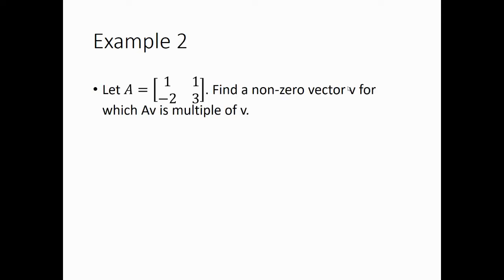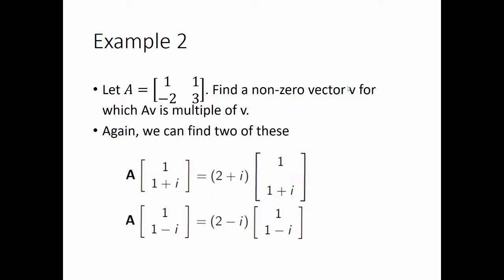So here we let A equal 1, 1, minus 2, 3, and find a non-zero vector V for which AV is a multiple of V. Again, we can find two of these, but the answers involve complex numbers, even though the matrix doesn't contain any complex entries. So it's kind of interesting that we end up with vectors that involve complex numbers multiplied by complex numbers, even though our original matrix was all real numbers and, in fact, all integers. So, this can actually happen.